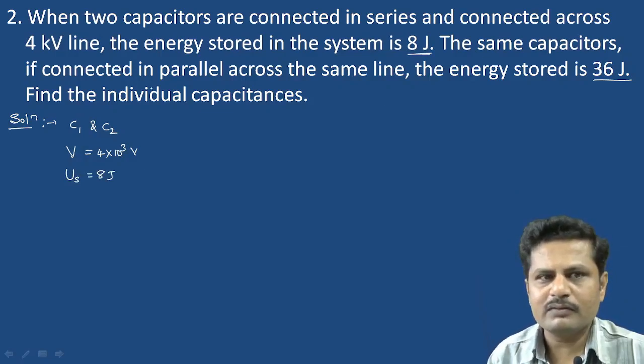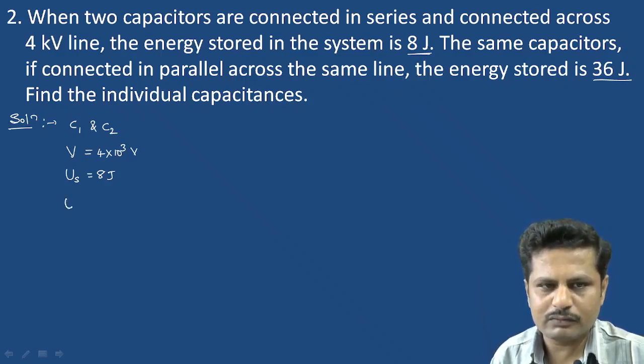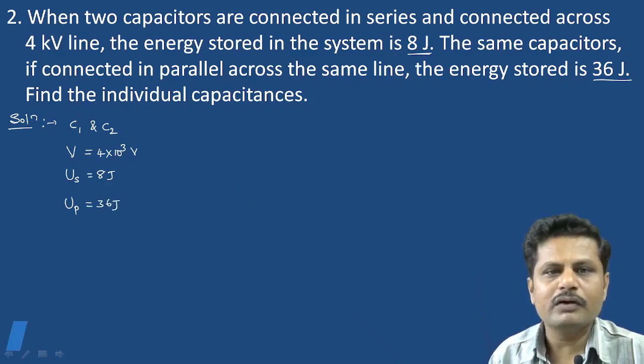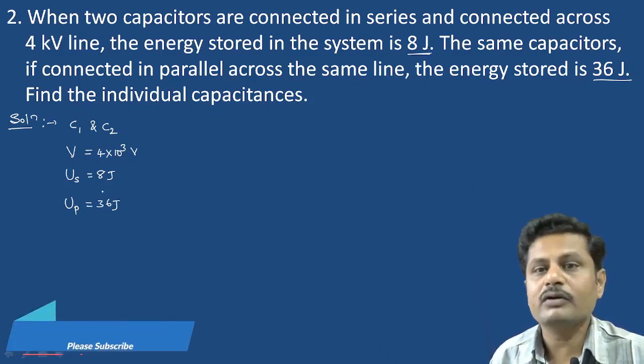Now the same capacitors, if connected in parallel across the same line, the energy stored is 36 joule, that is, the energy stored U when they are connected in parallel. The energy stored in the system is 36 joule. So now we need to find out the capacitances, that is C1 and C2.